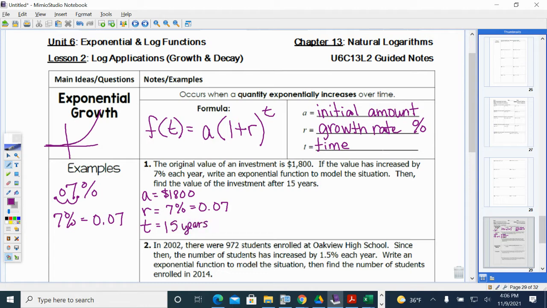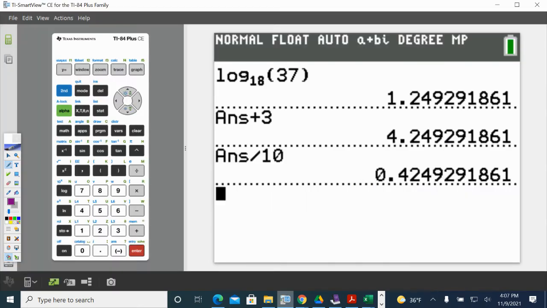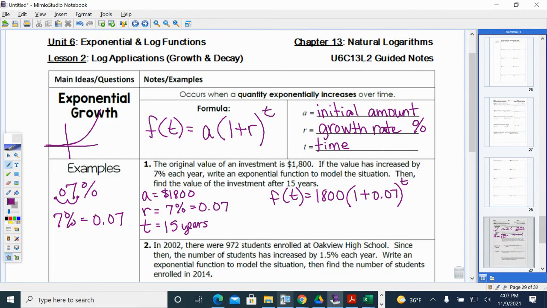So we're going to take our original equation and we're going to put this in. So f of t is equal to 1800 parentheses 1 plus 0.07 to the power of t. So I'm going to do the 1 plus 0.07 and you get 1.07. So f of t is equal to 1800 times 1.07 to the power of t. Now that's your function. It said write an exponential function to model that situation, and that would be your function.